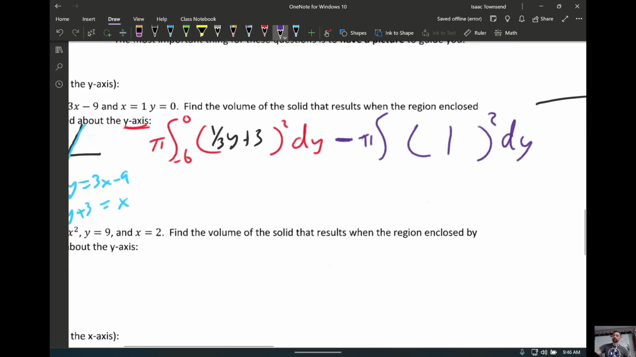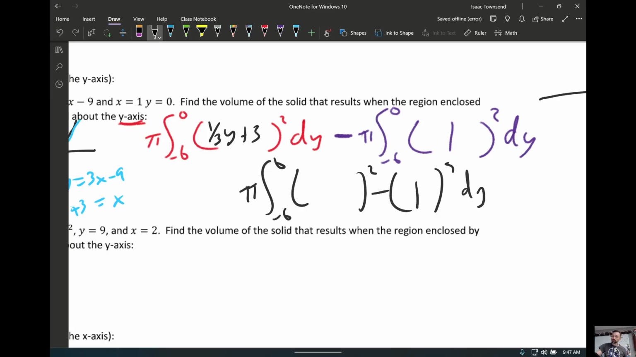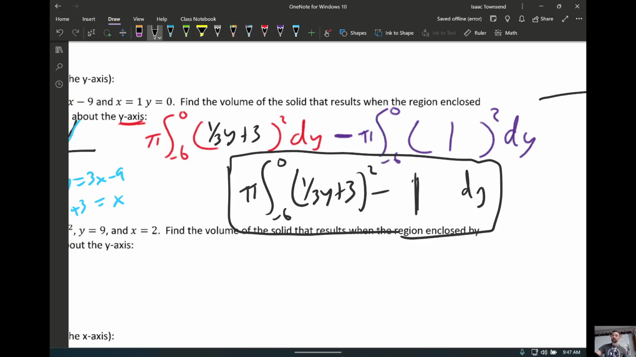And this is perfectly fine to write it like this, but you probably want to make a habit out of writing it this way. Since both of them have a pi, both of them are -6 to 0, both of them are dy. Well, 1 squared is just 1, so I'm not going to square it. You can combine that into one nicer looking integral. Again, technically these two things are equivalent. This is just not as scary looking.